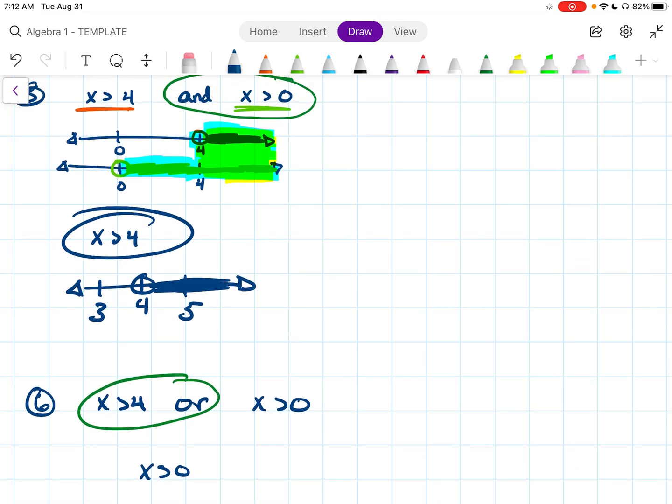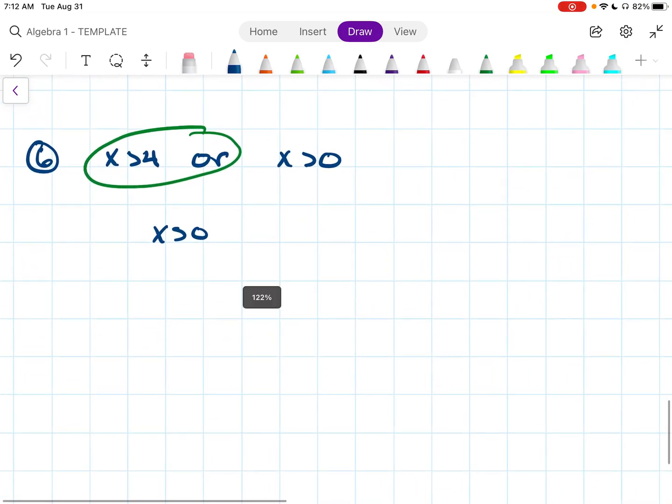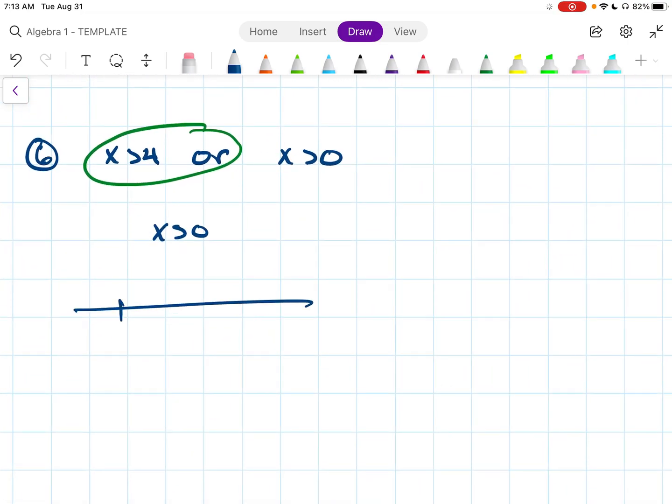So that's kind of the difference between and or. And those are kind of funky problems. There aren't going to be a whole lot of them, but there might be one. And I want you to know how to do that. So we'll go ahead and graph this because x is greater than 0. We'll have -1, 0, and 1, open circle, and shaded to the right.